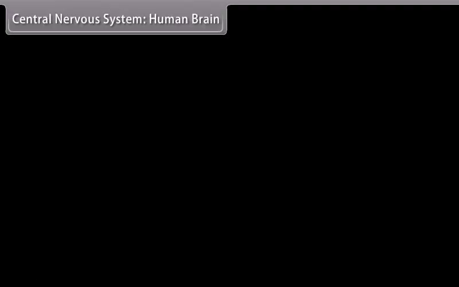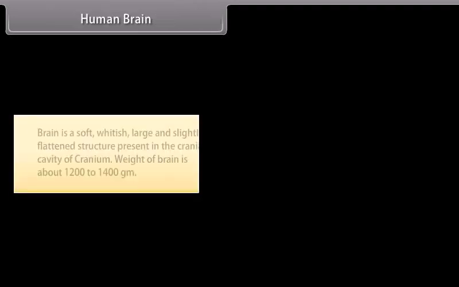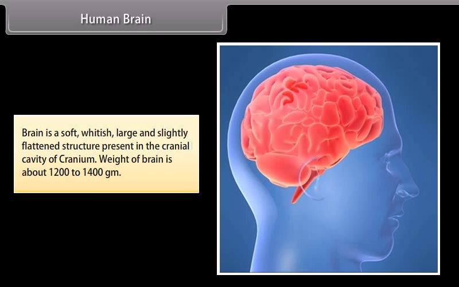Central nervous system. The central nervous system consists of brain and spinal cord in animals. All life activities are under control of the brain. Human brain. Brain is a soft, whitish, large and slightly flattened structure present in the cranial cavity of cranium. Weight of brain is about 1200 to 1400 grams.